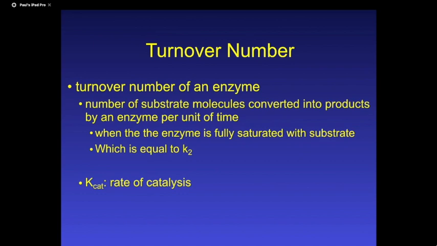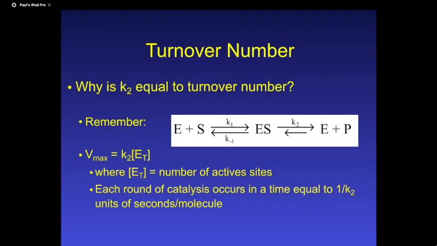We can talk about turnover number, okay, or the rate of catalysis. This rate of catalysis is actually the value k2. It's the number of substrate molecules converted into product over time. Okay, this is determined when enzymes are fully saturated. So sometimes you can see the rate constant Km. Sometimes you will see kcat being talked about, or the rate of catalysis. Okay, and this means that all enzymes are filled with substrate.